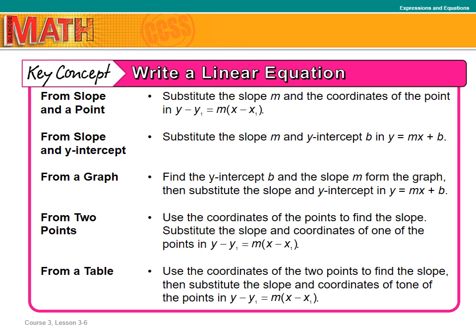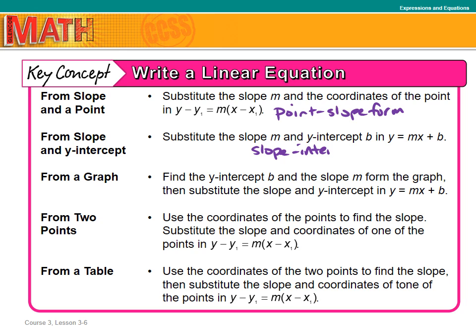Here is a list of 5 different ways to write a linear equation. If I have a slope and a point, that's what we learned today. You substitute the slope m and the coordinates of the point in y minus y1 equals m times x minus x1. This is called point-slope form. That's what we learned in this lesson. From slope and y-intercept, substitute the slope m and y-intercept b in y equals mx plus b.